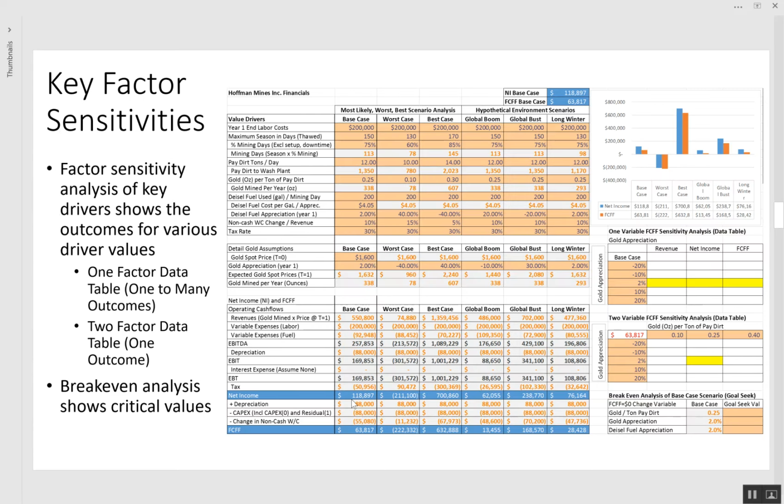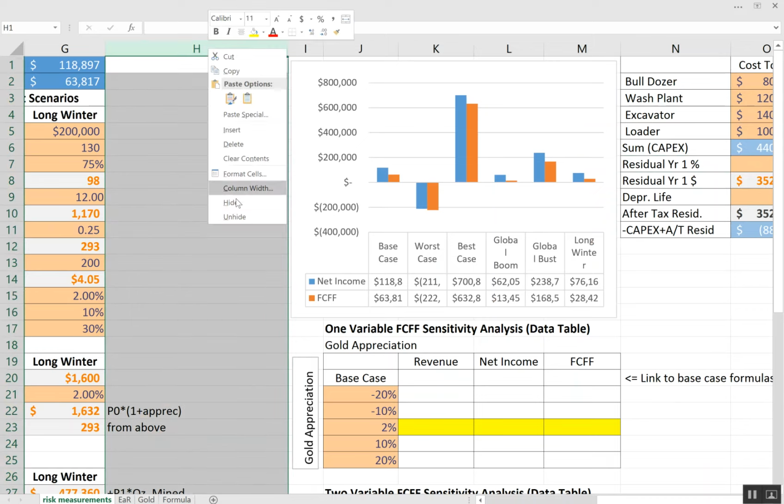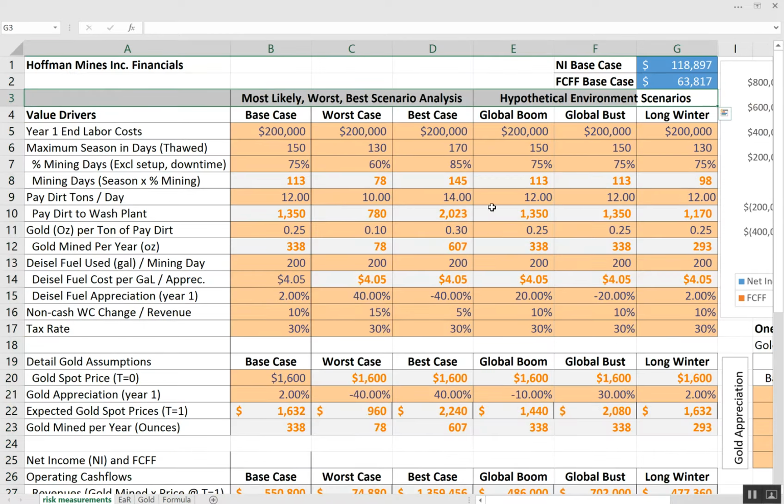So the first thing we'll do is some key factor sensitivities. We'll do a 1-factor and a 2-factor data table, and then we'll do a break-even analysis. So let's do that. I'm going to hide this column H. And here's my spreadsheet.